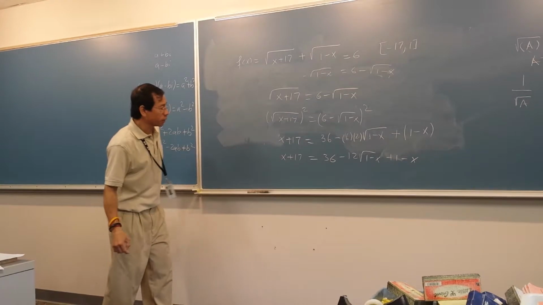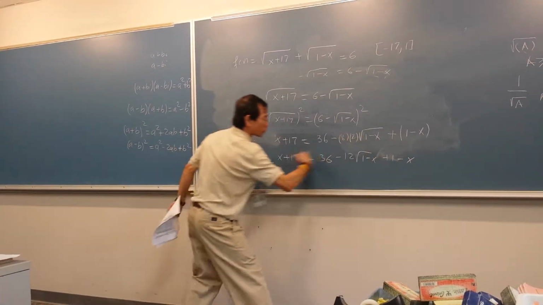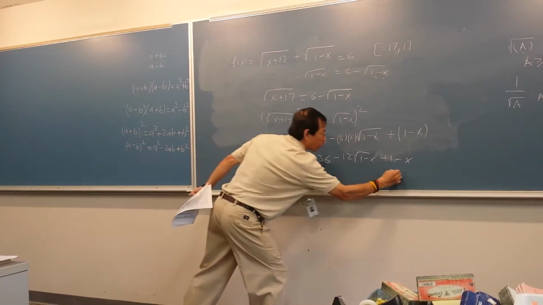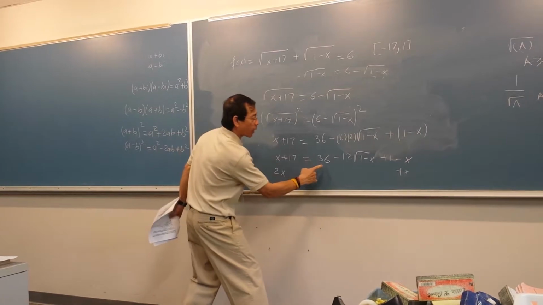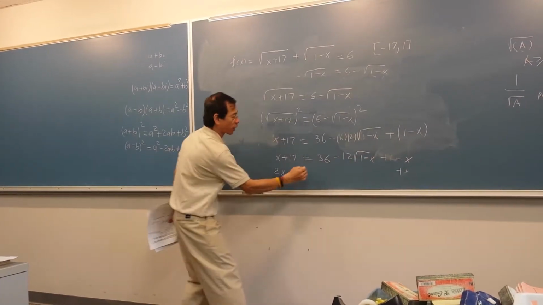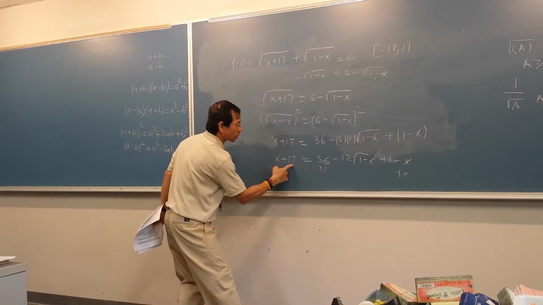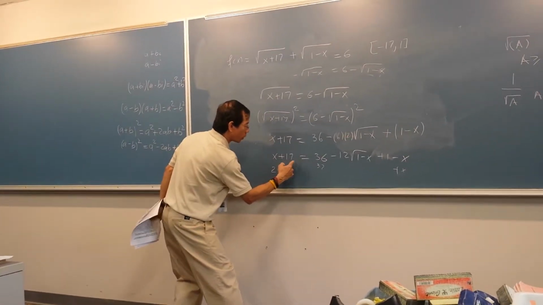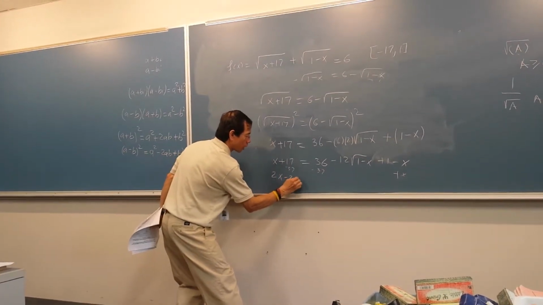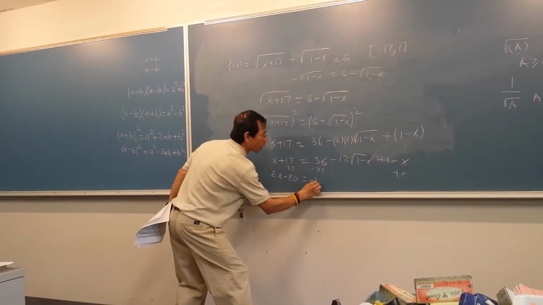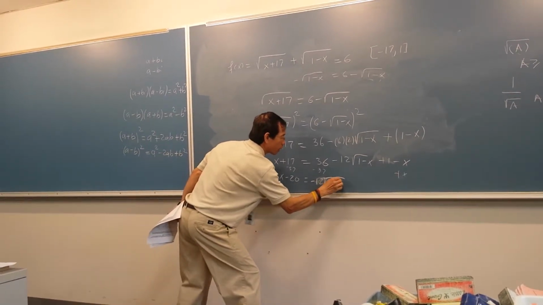So okay, let's take a look and see. We have to bring x over to one side, right? So we have plus x here, so we have plus x here with 2x, right? Okay, so now we simplify 36 and 1 will be 37, right? And then here we have the minus 17. So we're going to subtract 37 from both sides, right? So minus 20 equal to minus 12 square root of 1 minus x, right?